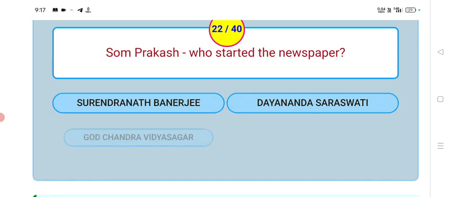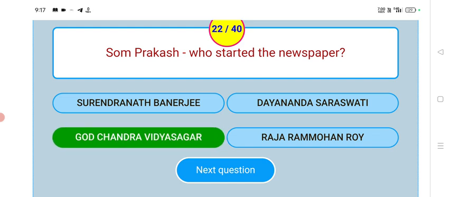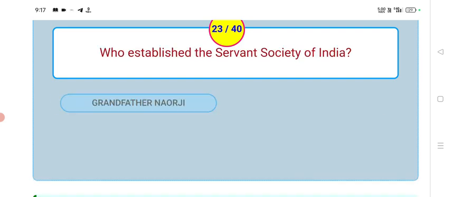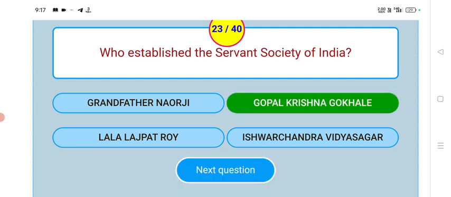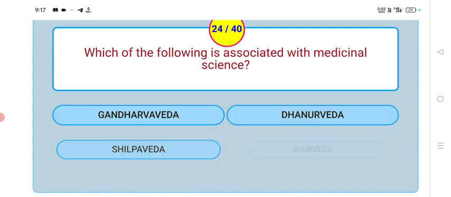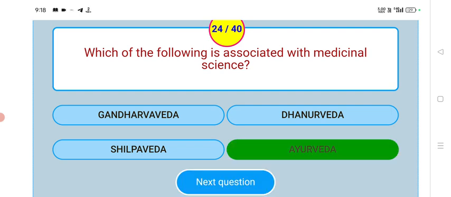Next, Som Prakash, who started the newspaper? Answer, Ishwarchandra Vidyasagar. Som Prakash was a newspaper started by Ishwarchandra Vidyasagar. Next, who established the Servants of India Society? Gopal Krishna Gokhale. Next, which of the following is associated with medical science? Ayurveda. Ayurveda is associated with medical science.